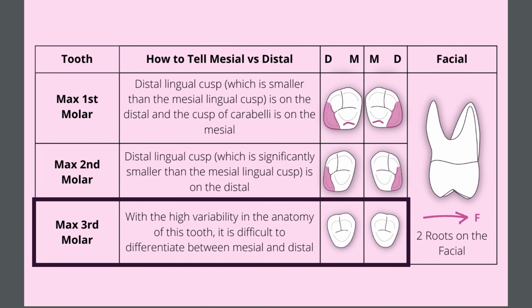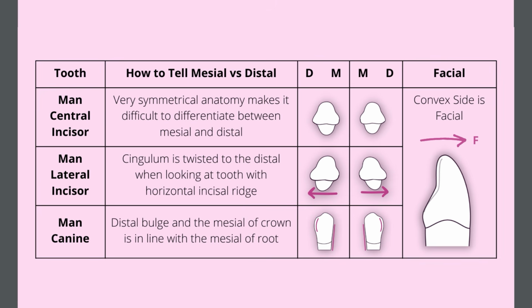The maxillary third molar has a lot of variety in anatomy. It's going to be difficult to differentiate the mesial from the distal. I don't think your instructors will be testing you on this. If you identified a maxillary third molar, to be fair, I would bet they would let you put the right or the left. Moving on to the mandibular teeth.